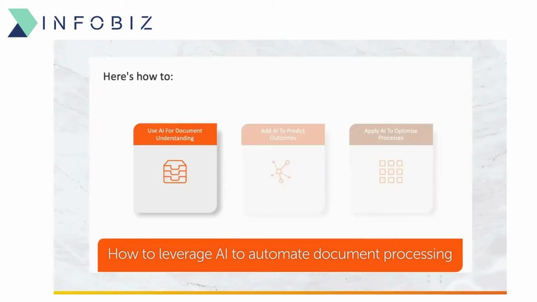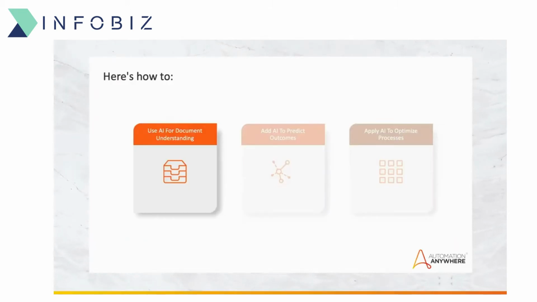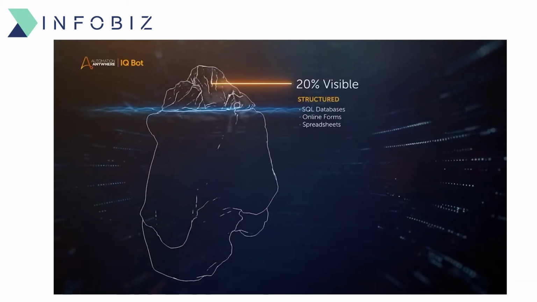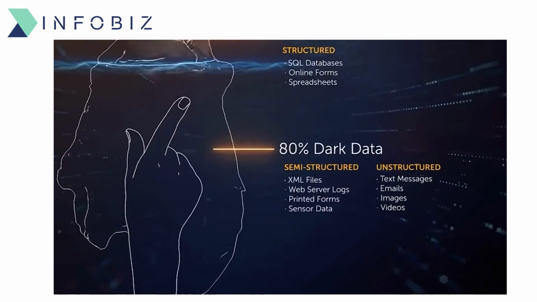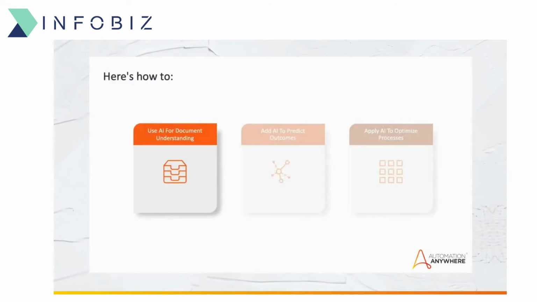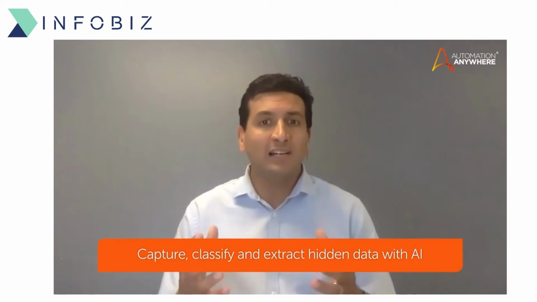documents. Documents are everywhere. Businesses are creating data at a very high rate today. Gartner estimates that 80% of the data is dark data, which is also sometimes known as unstructured data. It's data that's locked in emails, text, PDFs, and scanned documents. AI technologies can capture, classify, and extract hidden data from these unstructured sources.